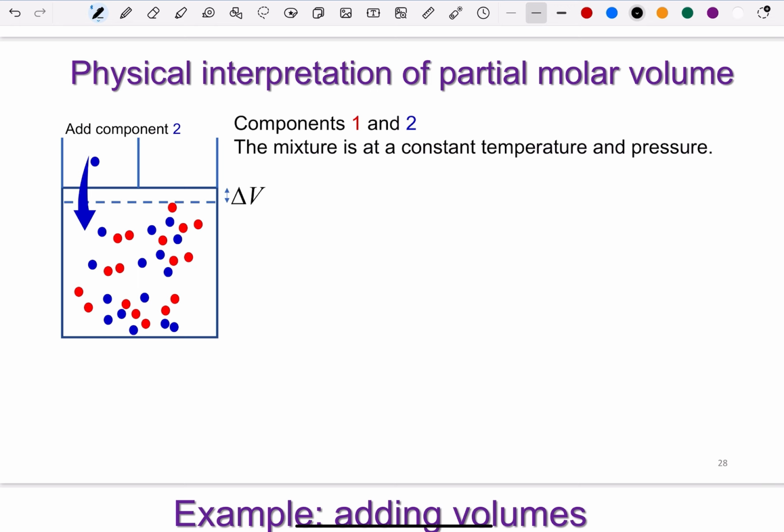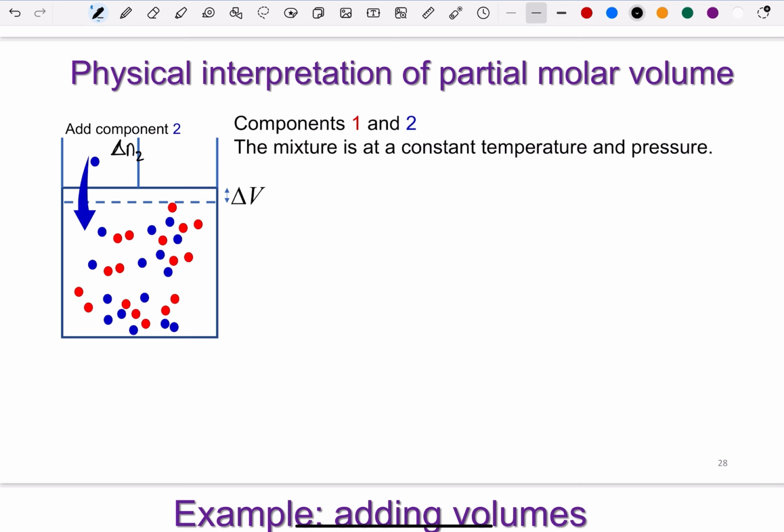You have a container, component 1 and 2. Red is component 1, blue is component 2. So what I'm going to do is add a little bit of component 2 to the mixture. Okay? So that's the cartoon that I have. Let's say the amount that I'm adding is delta N2. I'm adding it to the mixture, so it's a tiny amount. Okay? So what will happen? The volume will increase, right? Or it is going to change, not necessarily increase, right?